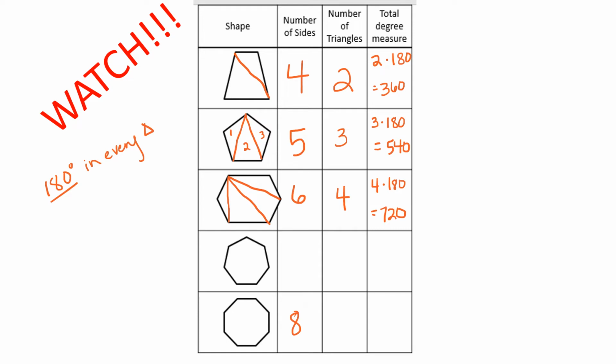So I've got 8 sides. Let's see how many triangles I can draw. 1, 2, 3, 4, 5, 6, because that one will give me 2. So 1, 2, 3, 4, 5, and 6. So then I have 6 triangles. So then I'm going to take 6 times 180, and that's going to equal 1080 degrees.